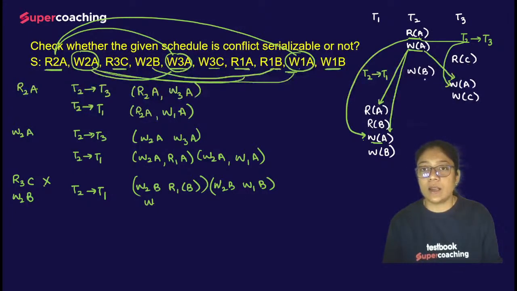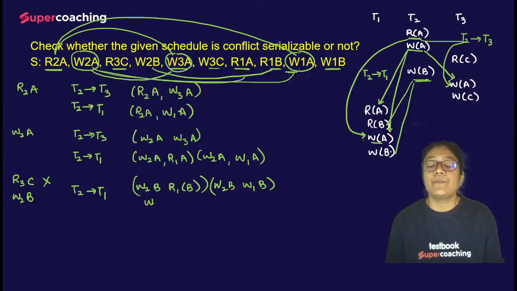So after read C there is no write C. After write B, a conflict pair will not form with T3. With whom is the conflict pair forming? With T2. Next one is W3 of C. Any read or write operation? No, it's not there. Check for R1 of A.